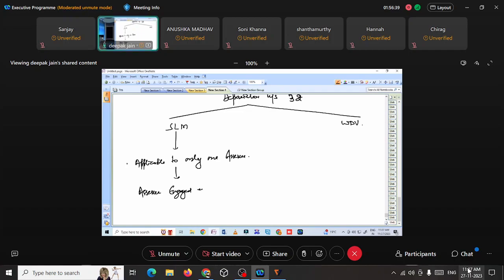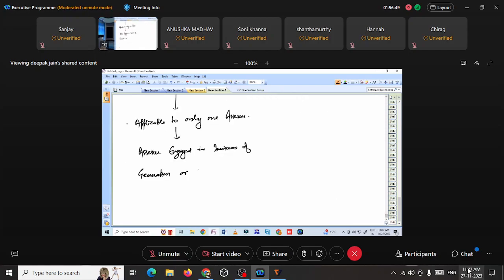The assessee engaged in the business of generation or generation and distribution of electricity. SLM under PGBP is applicable only to that one assessee, the assessee engaged in the business of generation or generation and distribution of electricity. He has the option. He can claim either SLM or WDV.